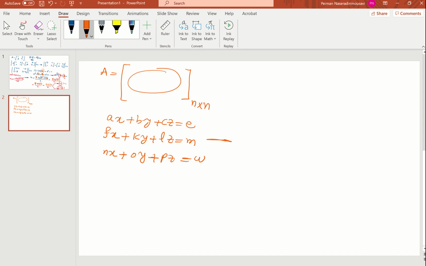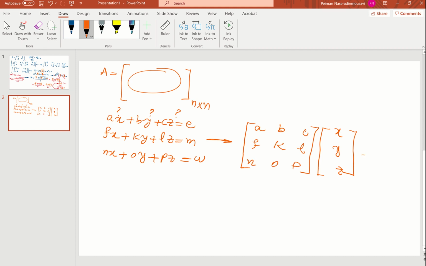So now you can write this in the format of a matrix, guys, to find what? Unknown variables or parameters x, y, z. That's right. It's going to be a, b, c. This is how we multiply the matrix, summing. Then f, k, l, and n, o, p. This is equal to what? This is equal to e, m, and w.